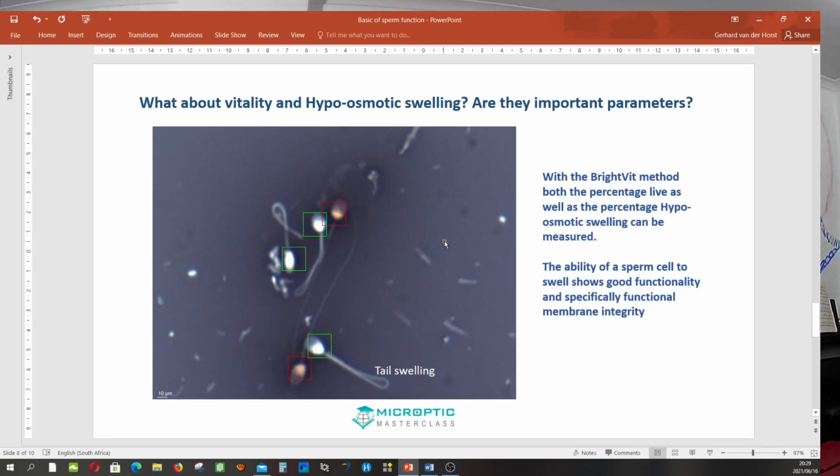Then hypo-osmotic swelling combined with vitality is a very useful test, a fairly new one called the Bright-Witt method. It does not only distinguish between dead sperm, which stain pink or red, and white sperm, which are not stained, but also shows swelling of the tail. As you may well know, tail swelling, like hypo-osmotic swelling of the tail, shows that you're dealing with a very high quality sperm. It has the ability to swell. So this is the advantage of measuring 2 important functional aspects of sperm.